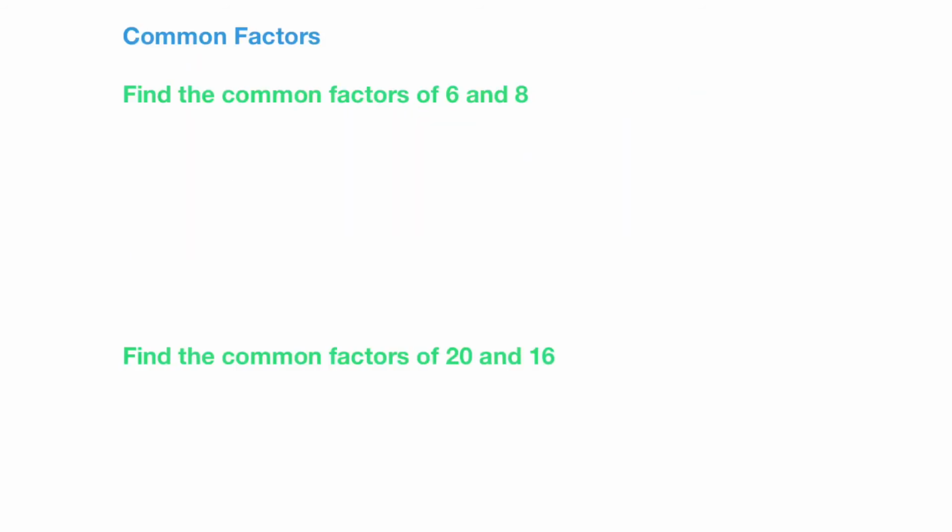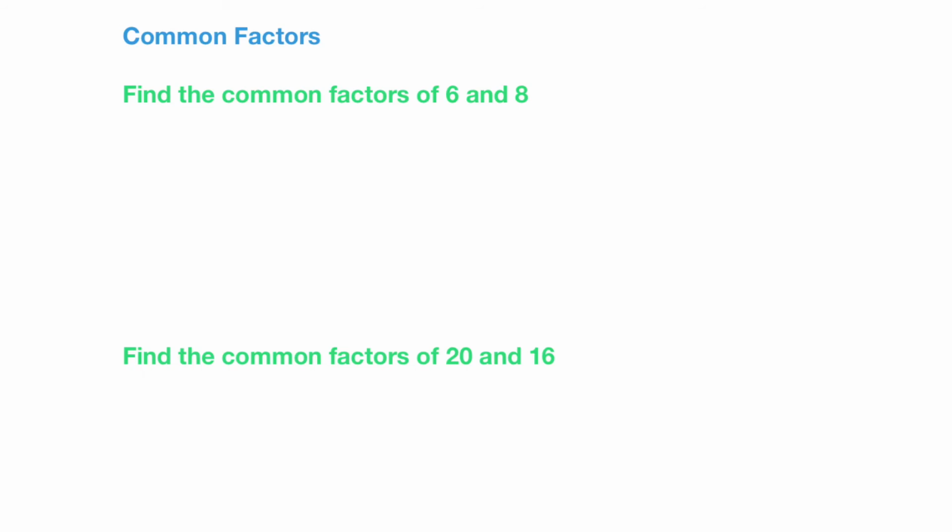I hope you got on okay with listing factors. Now we're going to move on to common factors. So we're going to answer: find the common factors of 6 and 8. To find common factors, we need to find the factors of 6 and the factors of 8. And like common multiples, common factors are in both lists.